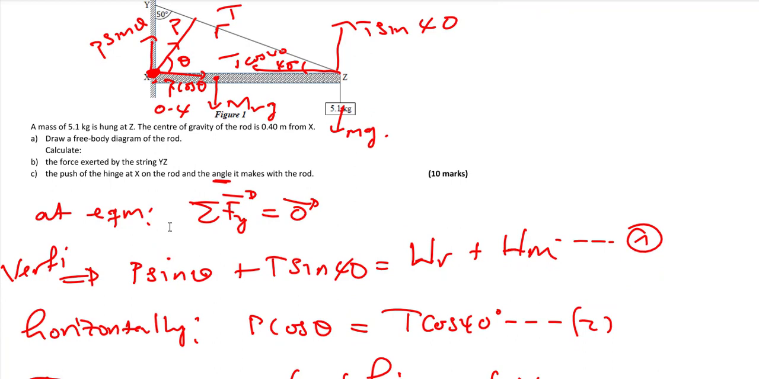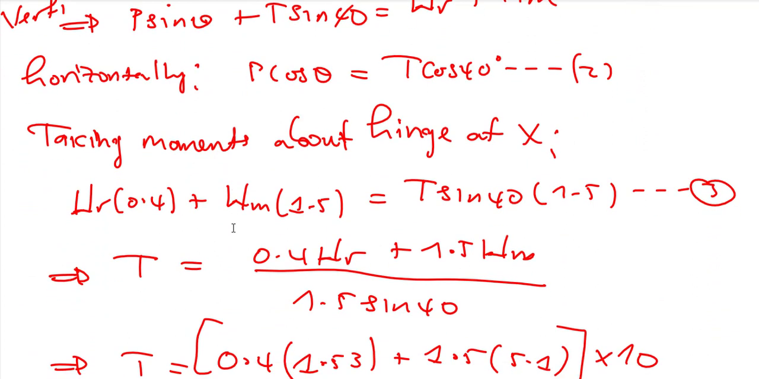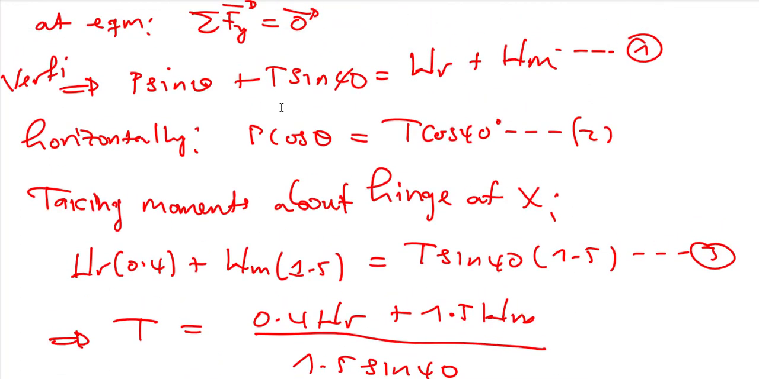Now we have to calculate the push on the hinge, and the push of the hinge is P, as we had. Now we can just substitute that straight in to get the value of P. Let's see.